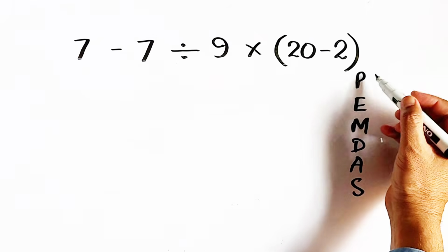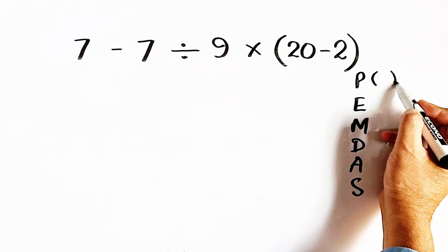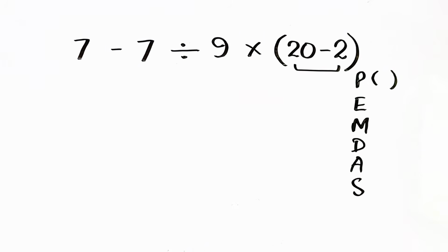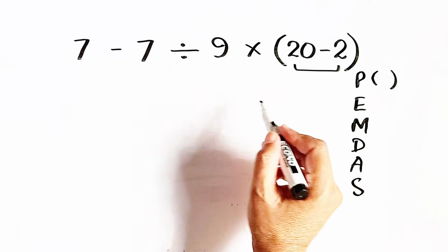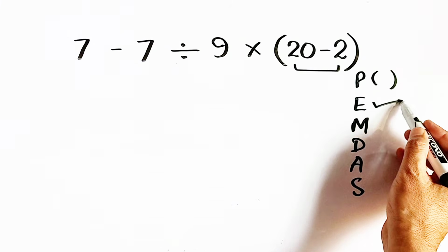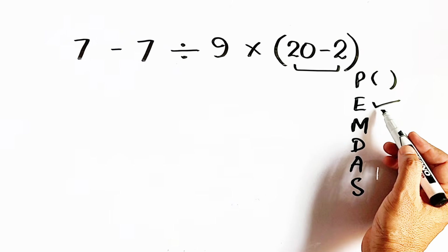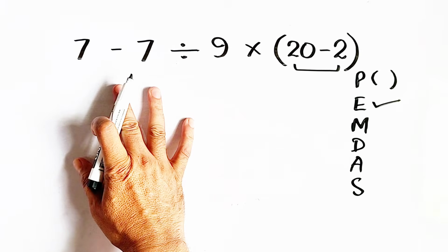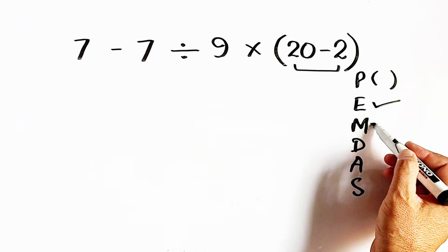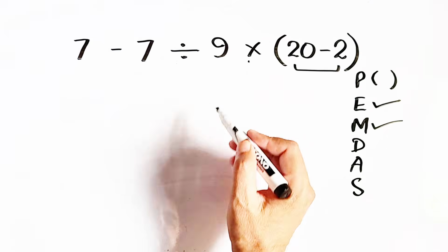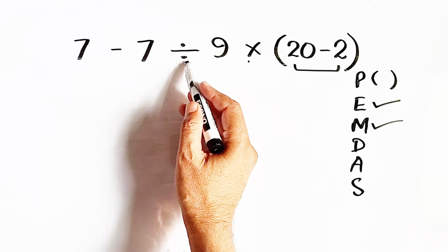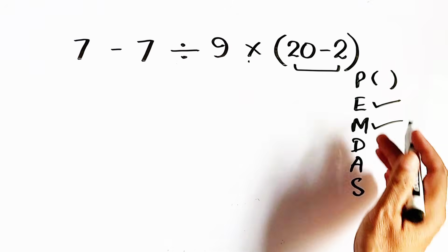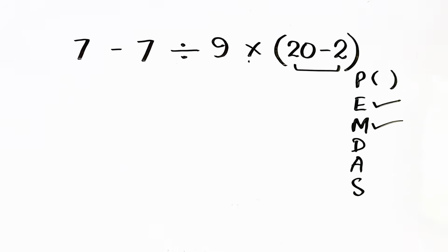rule. Parentheses mean brackets. So the first step to handle this question is parentheses, which is 20 minus 2. After parentheses, we will have exponent. Exponent is called power. Here you are looking, no power is involved, so exponent is missing. Multiplication is there, yes, here is multiplication. Division is also there, addition and then subtraction. So follow this order to solve this question correctly.